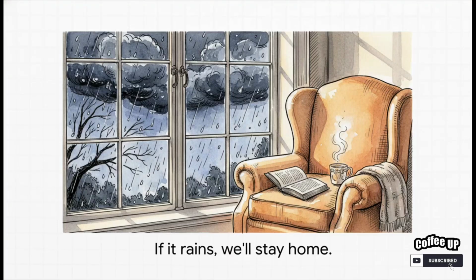Next up is type 1, and we use this for real future possibilities. Here, the structure shifts just a bit. It's if plus the present simple, followed by will or won't plus the base verb. Think of this as your go-to tool for real, logical, and highly possible situations in the future. So, if it rains tomorrow, we'll stay home. It hasn't happened yet, obviously, but it is a very realistic, possible outcome based on that specific condition.